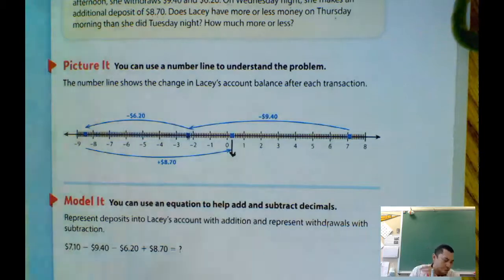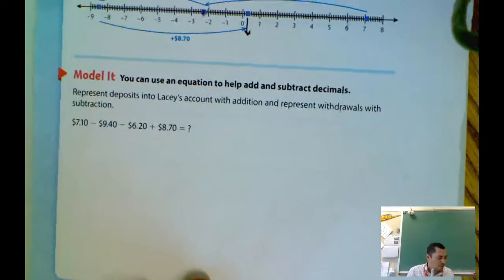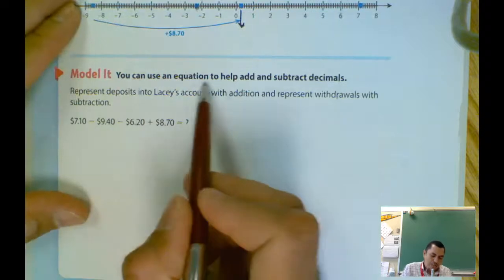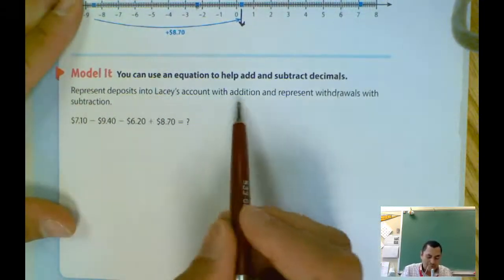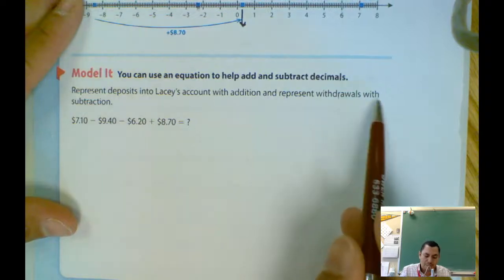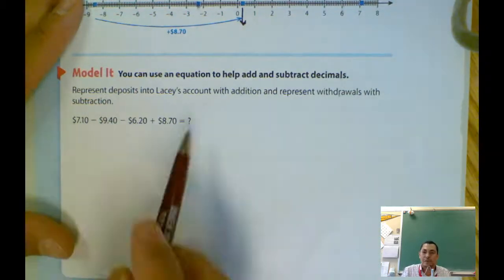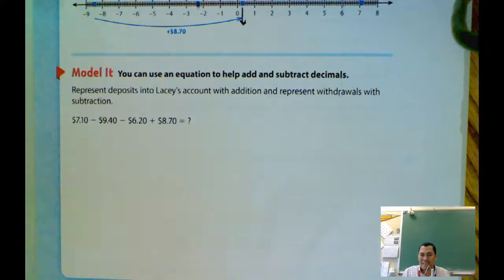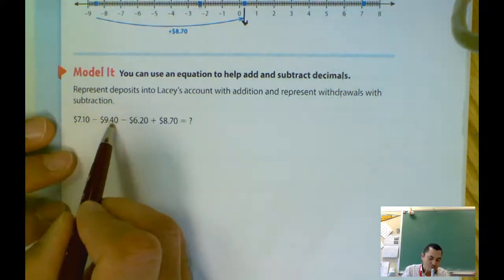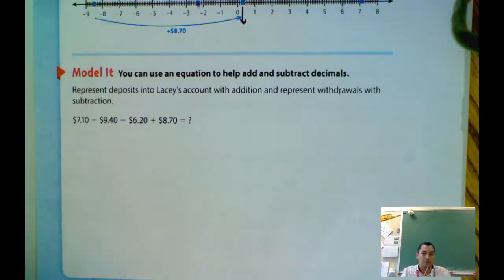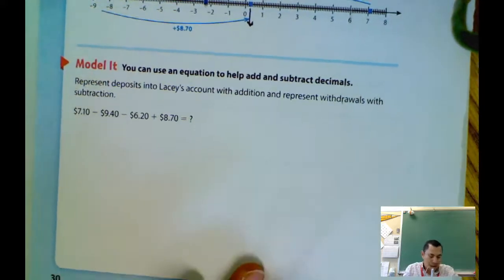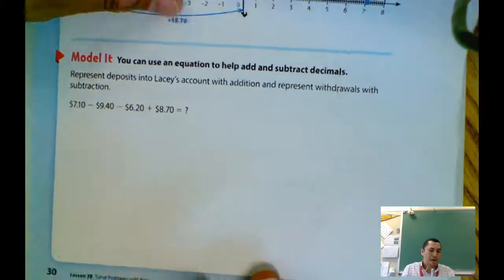Now we're going to model. In this case, you can use an equation to help add and subtract decimals. So represent deposits into Lacey's account with addition, and represent withdrawals with subtraction. So here is the example, and you have it in your book. We're not going to solve it yet. So 7.10 minus 9.40 minus 6.20 plus 8.70 equals, we don't know. We know it's going to be positive, and we know it's going to be a little bit after 0. So let's see what happens. So now we're going to connect all that information.